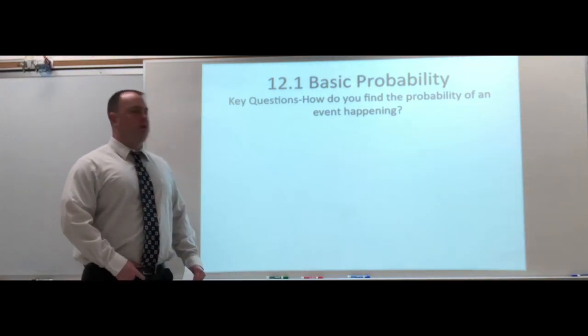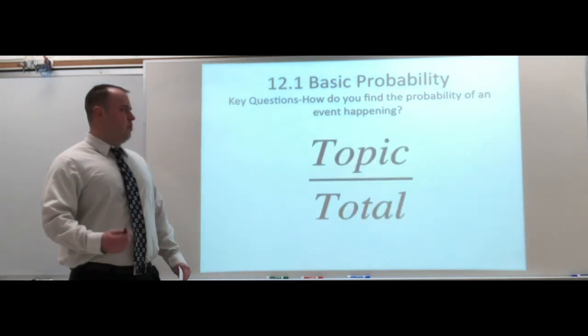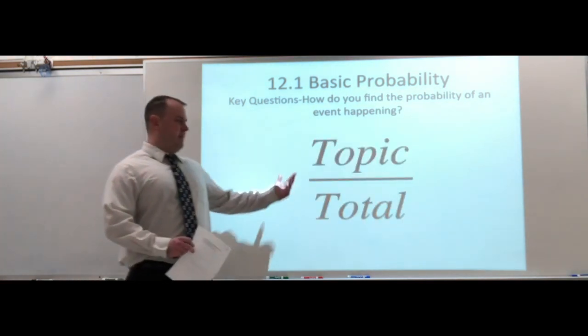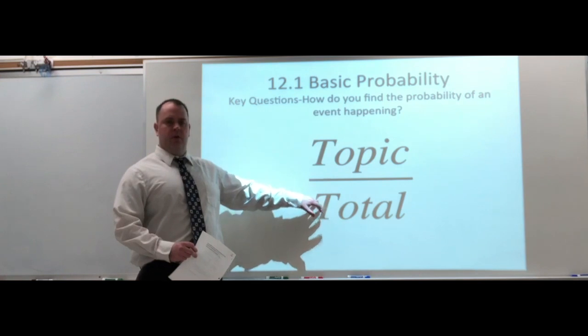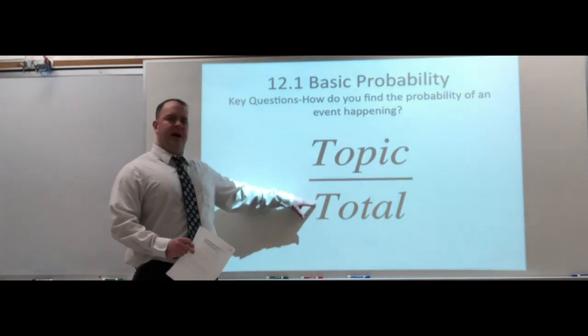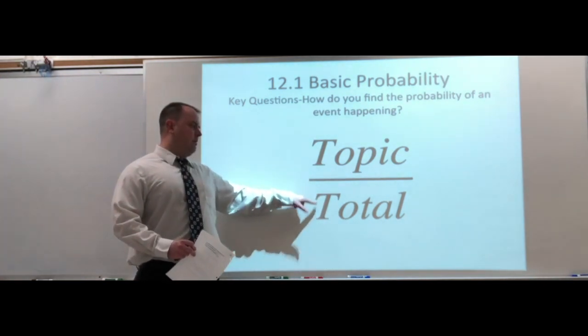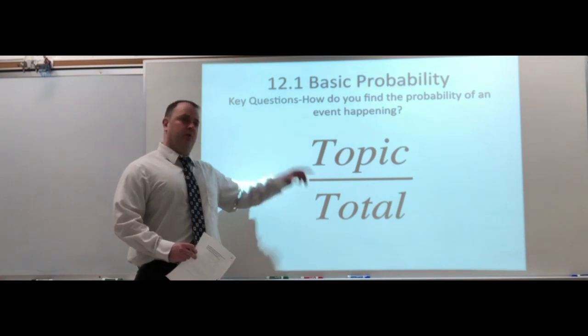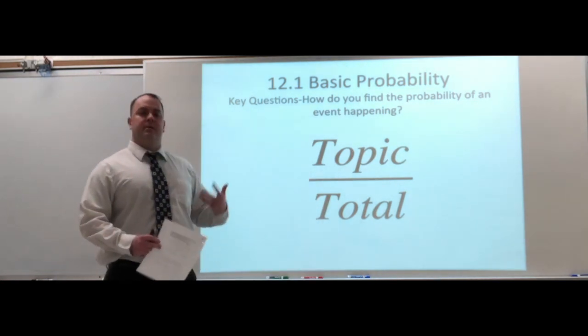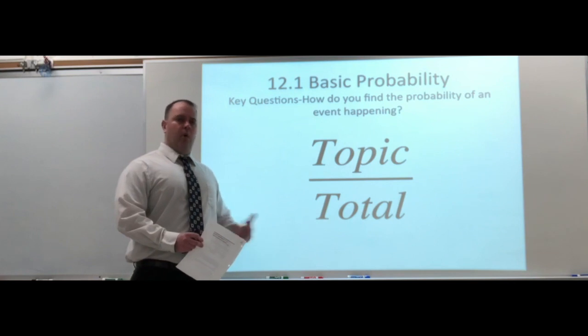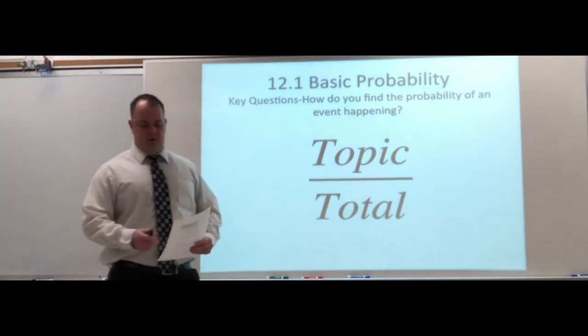How do you find the probability of an event happening? And probably the most important thing for basic probability is topic over total. Finding your total, how many possible outcomes there could be, how many ways something can happen, is extremely important. Once you have that, now you just need to think about what we find the probability of. What we're finding the probability of, that's going to be our topic.